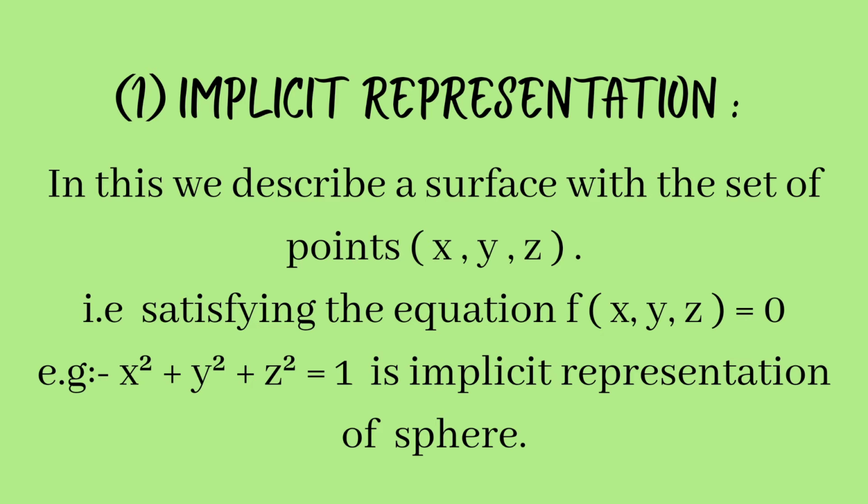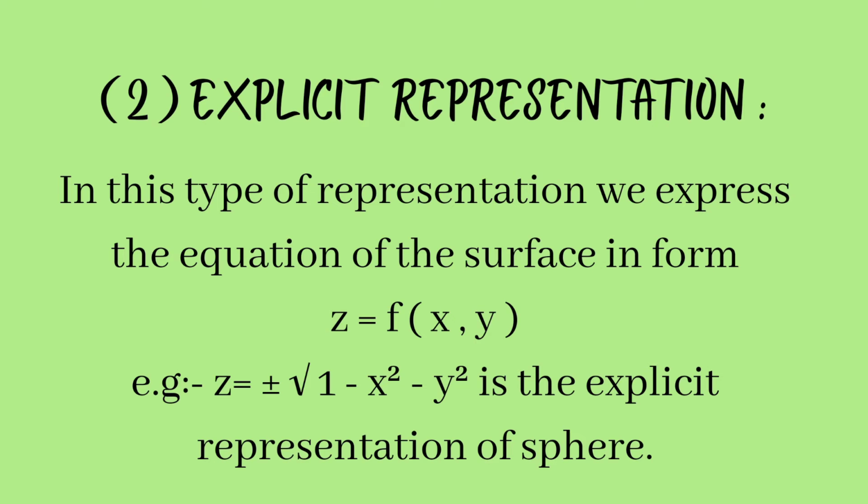The second form of representation is explicit representation. In this type of representation, we express the equation of the surface in the form z is equal to something, or z is equal to f of x comma y. So the example will now change into the form z is equal to root of 1 minus x square minus y square, and this is the explicit representation of sphere.